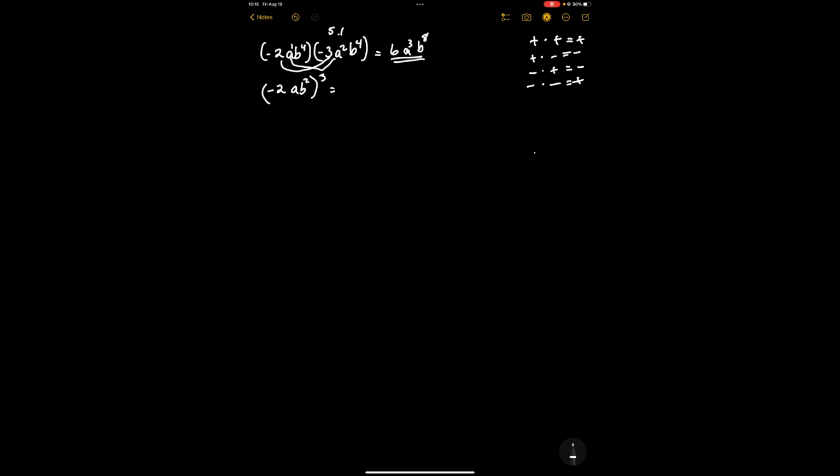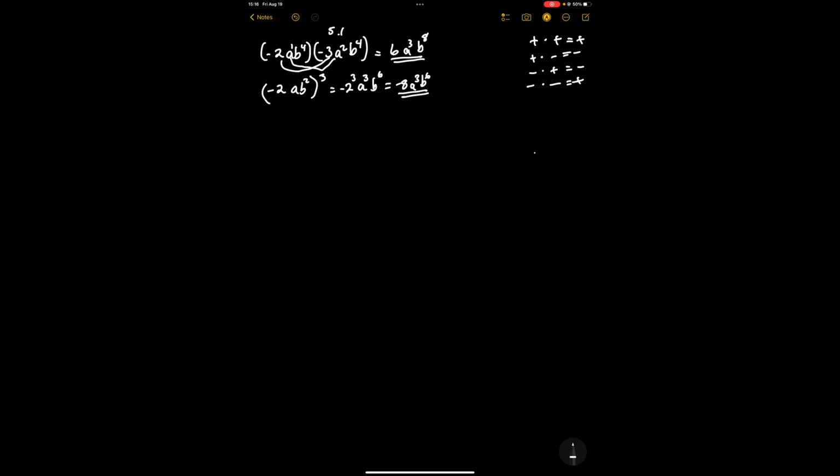So how are we going to do this now? What is negative 2 cubed? That will be negative 8. Well, we're going to distribute the 3, right? 3 times 1 is 3 for the a, and for b squared, 3 times 2 is 6. So that will be equal to negative 8 a cubed b to the power of 6. That will be your answer for this one.